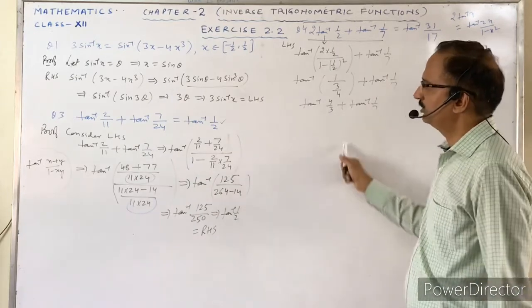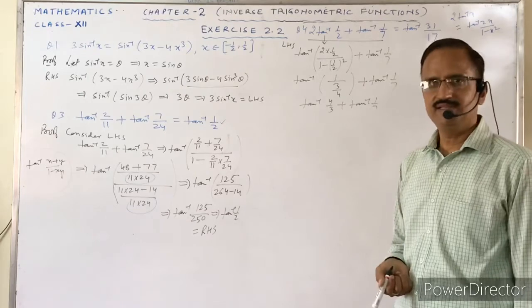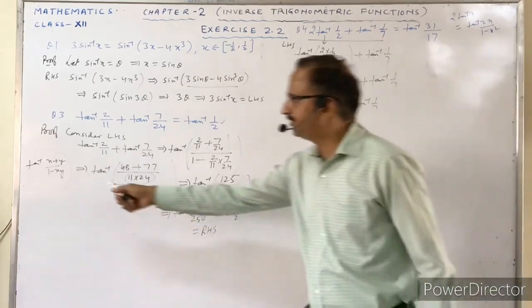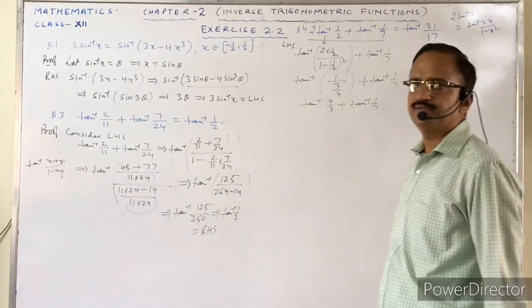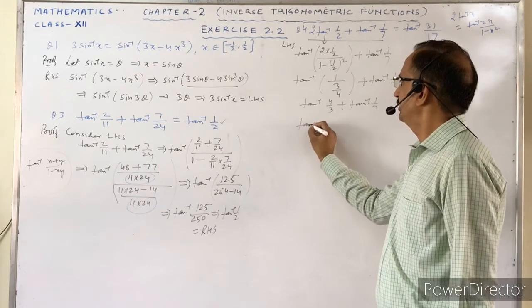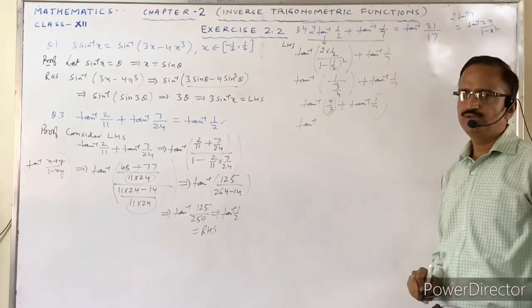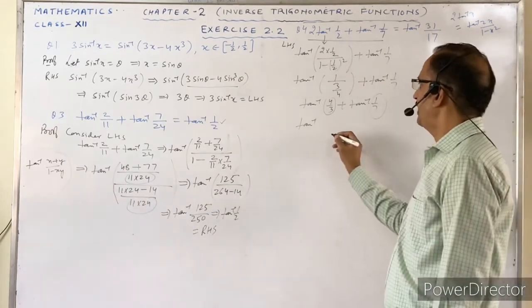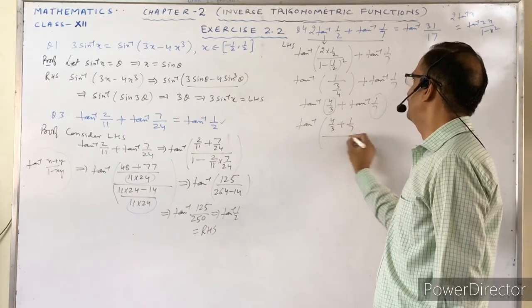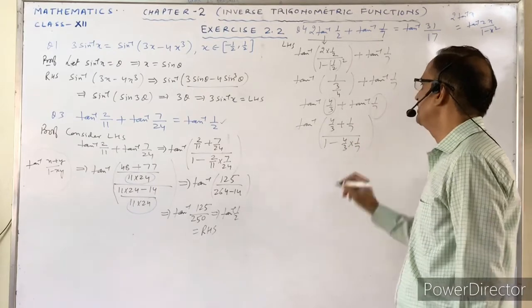Now we will continue this question with the same method as we have used in question number 3. So this is tan inverse x plus tan inverse y. The same formula we will use: tan inverse of x plus y upon 1 minus xy. So 4 by 3 is x and 1 by 7 is y. So we can write this as tan inverse of 4 by 3 plus 1 by 7 on 1 minus 4 by 3 multiplied by 1 by 7.